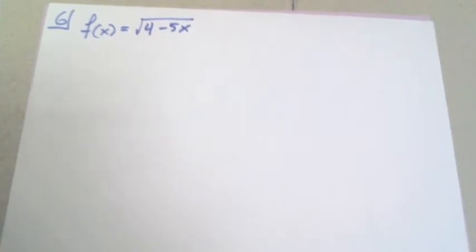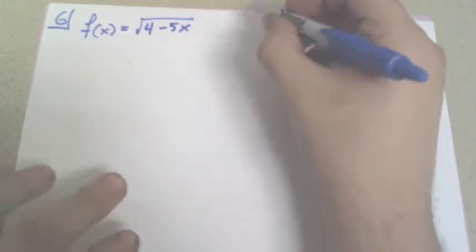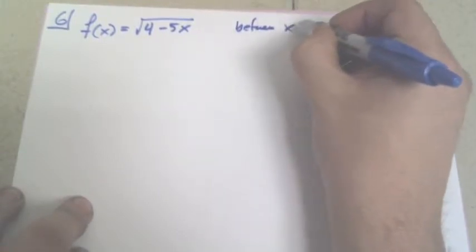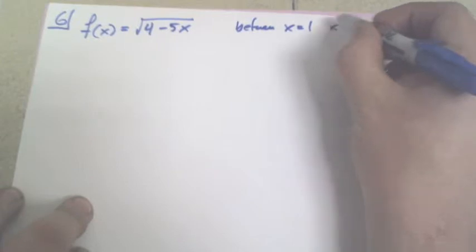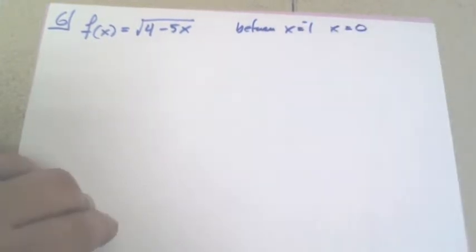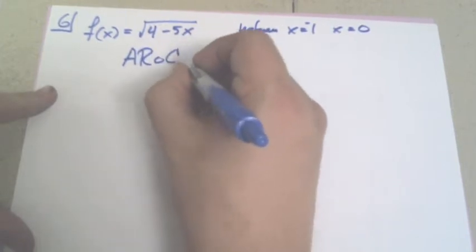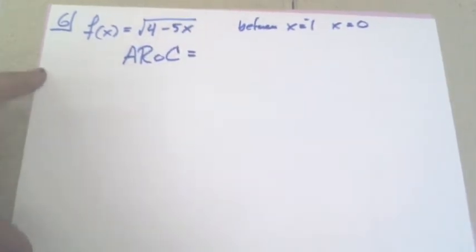So, given f of x equals the square root of 4 minus 5x, find the average rate of change between x equals -1 and x equals 0. So, finding average rate of change. Average rate of change is another way of describing slope.